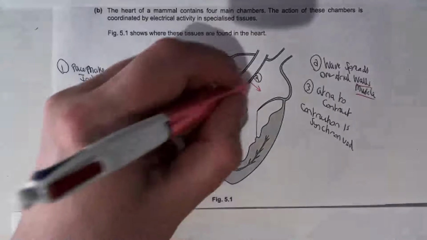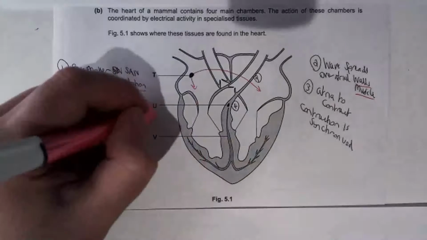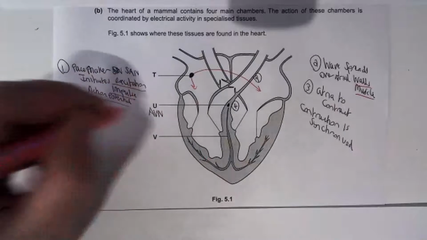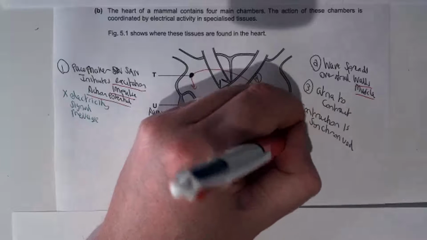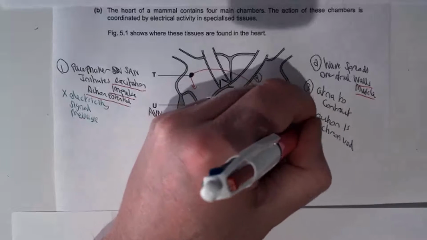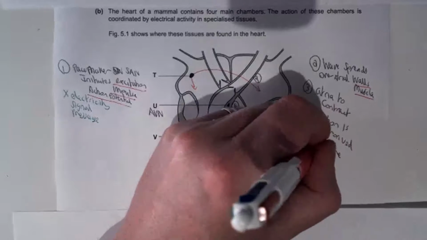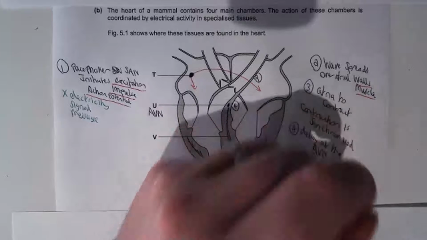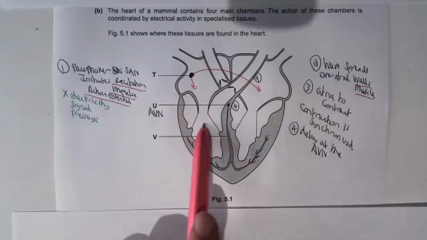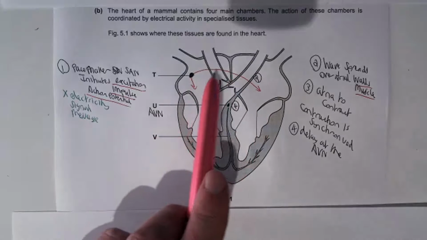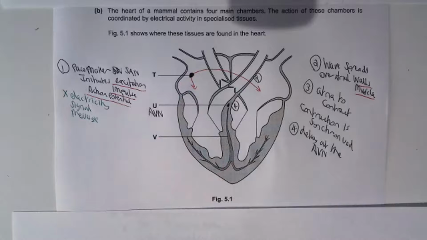When that action potential reaches point 4 here, which is U, the AVN, the atrioventricular node, there's a delay. So number 4, there's a delay at the AVN. That allows the atria to contract before the ventricles. We want to make sure the blood is forced into the ventricles before the ventricles contract.